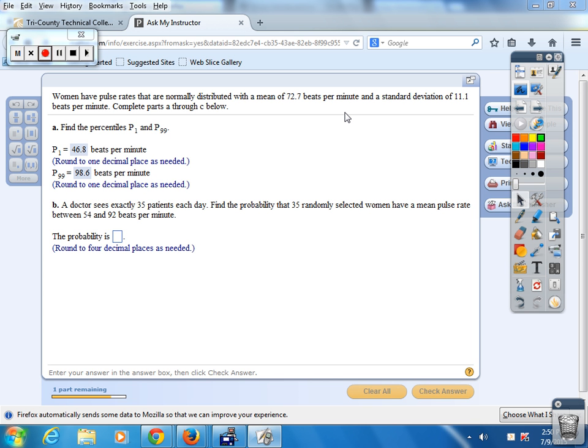This is 5.6.5. Really, you don't need the chart here, do you? You just need z-scores. So z sub 1 is equal to 54 minus... what was the mean? 72.7, over 11.1 divided by the square root of 35. Well, just hold on a minute before y'all start punching.